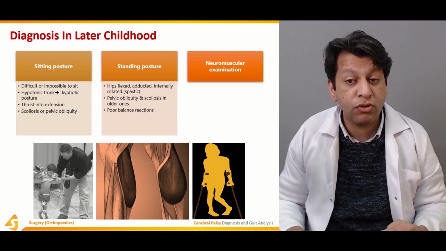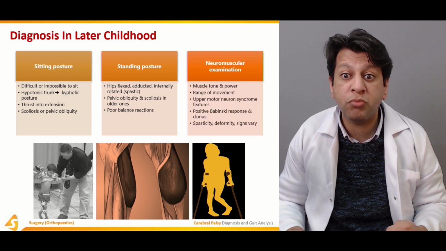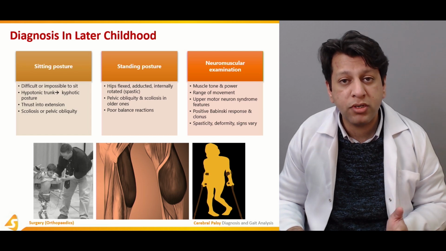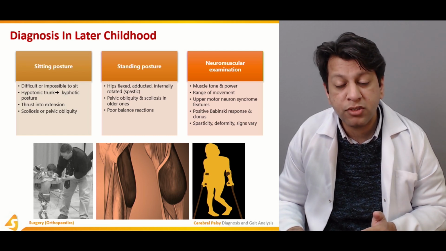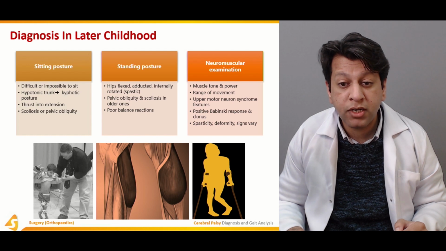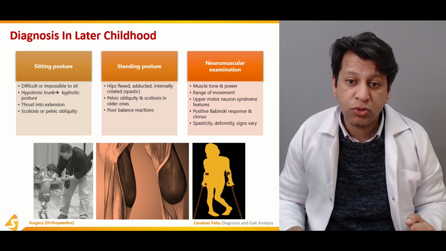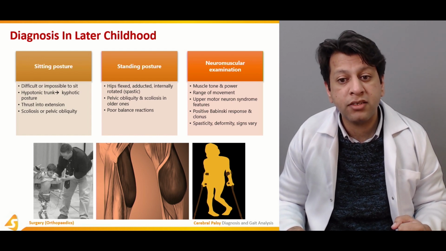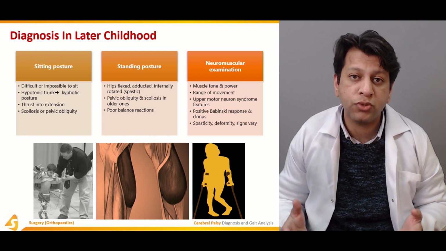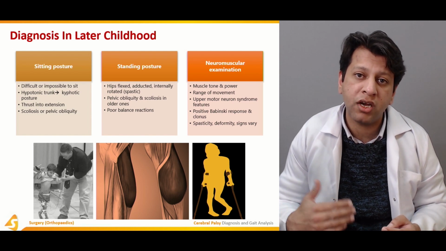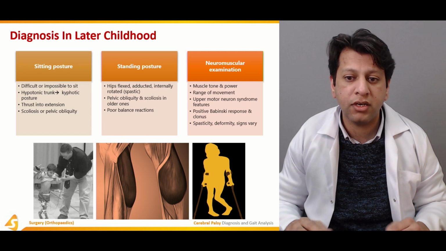Then we have to go for the neurological examination, which includes muscle tone and power, how much muscle is spared and what groups of muscles are involved, range of movement, whether it is an upper or lower motor neuron lesion, and whether it is spastic, and what the associated problem is, like hypotonia, hypertonia, spasticity, or something like that.